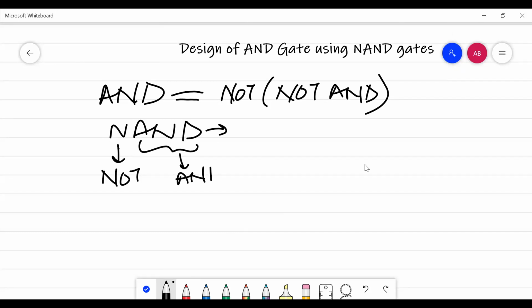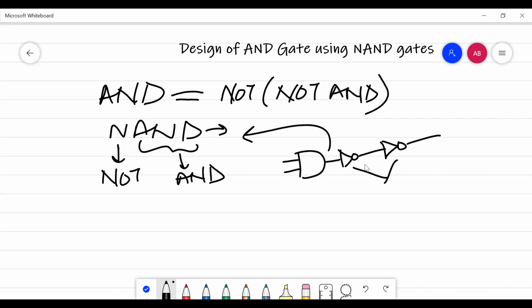When we add a NOT gate in front of an AND gate, what we get is our NAND gate. So what if we again join a NOT gate in front of this? This is going to cancel each other's function and we are going to get our AND gate back. But we have to create this NOT gate using our NAND gate that we have just created. Before this, we have just created our NOT gate.